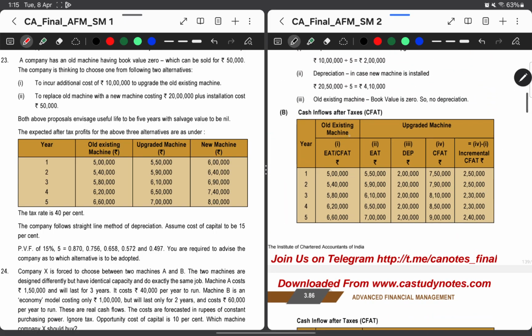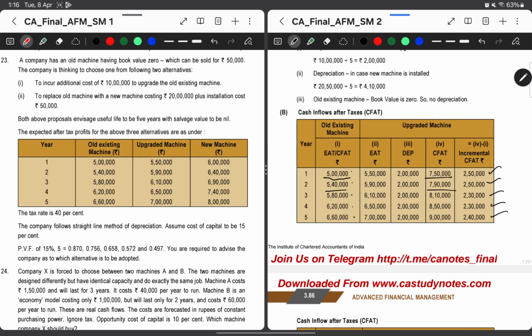Here, as we can see, the old machinery's profit is 5 lakh, 540, 580, 620 and 630. In case of upgradation, we have after tax profits of 550, 590, 610, 650 and 700, and depreciation we know that it is 2 lakh. So when we add that to the existing values, we will get cash flow after tax. So the incremental cash flow after tax in the first year is 7,50,000 minus this 5 lakh, so incremental is 2,50,000. For the second year it is again 2,50,000. Then third year it is 2,30,000 and 2,40,000.